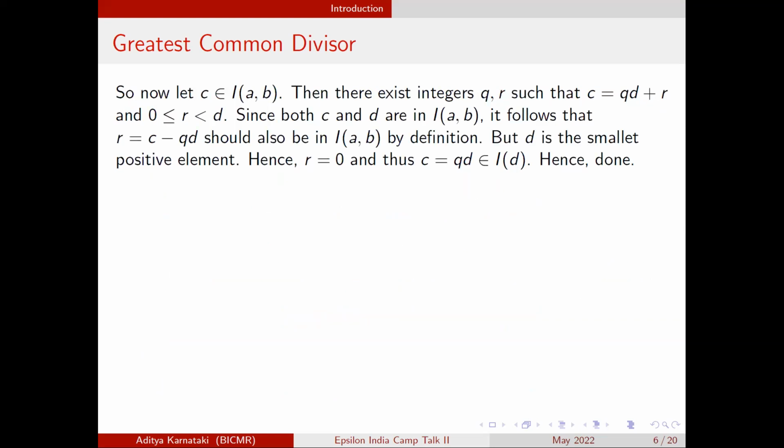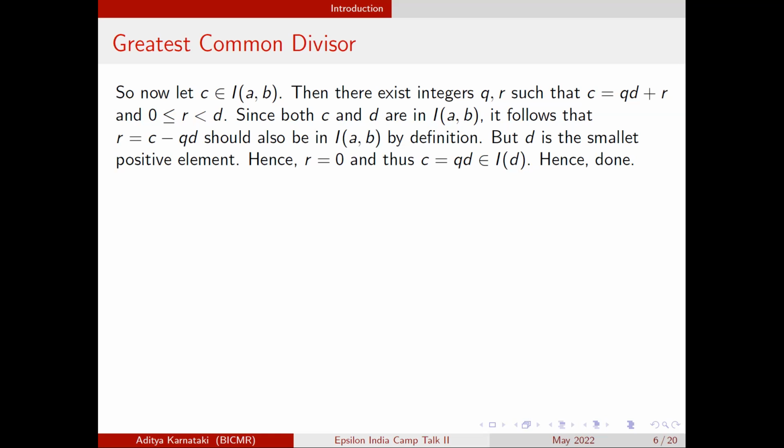All right. So now let C be any element of I of AB. Then I want to show that C is an integer multiple of D. But this choice of smallest positive integer D was made for a reason. Of course, C is an integer, D is an integer, so I can use the division algorithm and write C is equal to QD plus R, with R strictly less than D.